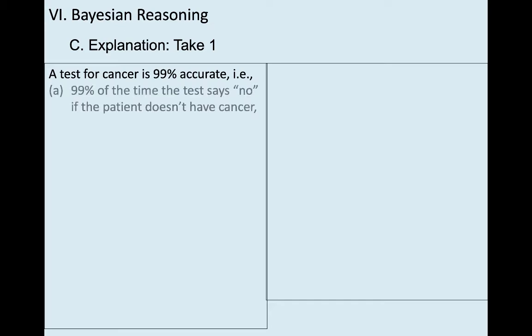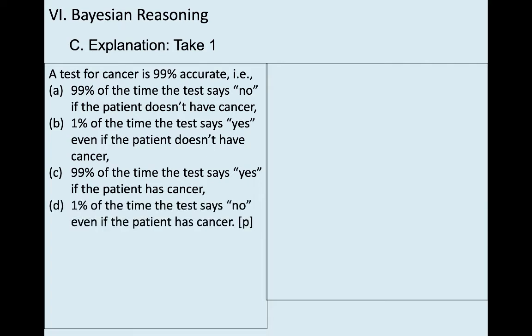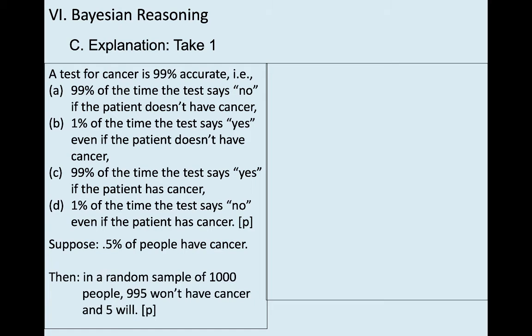The test is 99% accurate, which means 99% of the time the test says no if the patient doesn't have cancer, and 1% of the time the test says yes even if the patient doesn't have cancer. And 99% of the time the test says yes if the patient has cancer, and 1% of the time it says no even if the patient has cancer. Now suppose 0.5% of people have the cancer. Then, in a random sample of 1,000 people, 995 of them won't have cancer and 5 will.